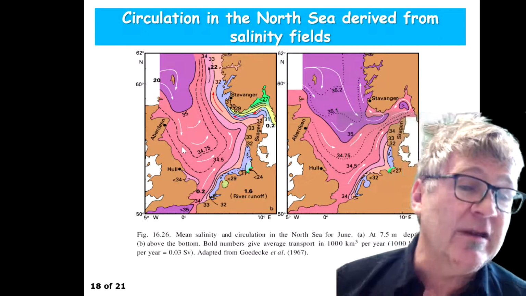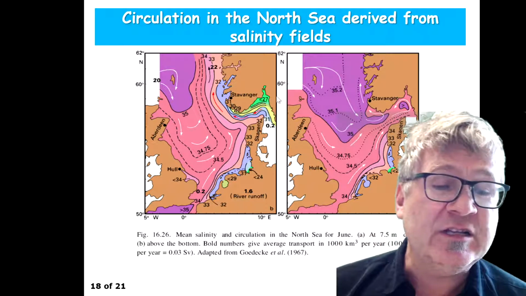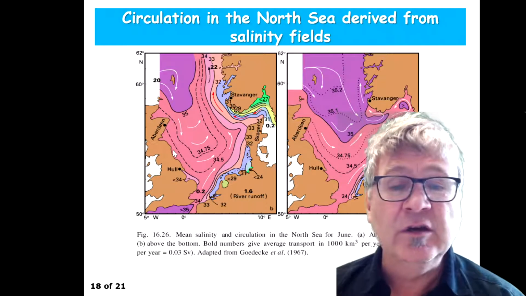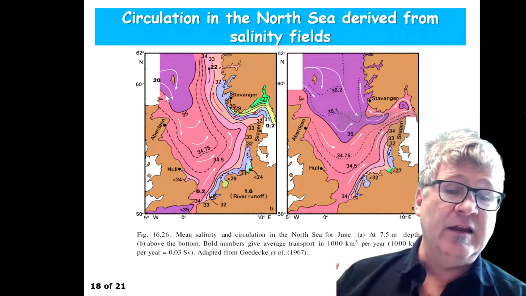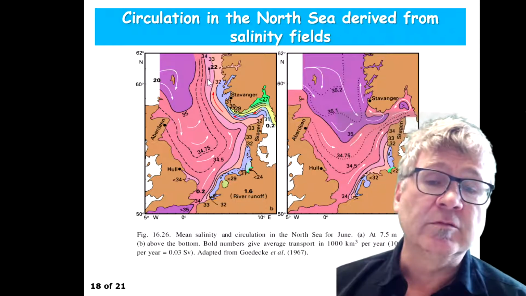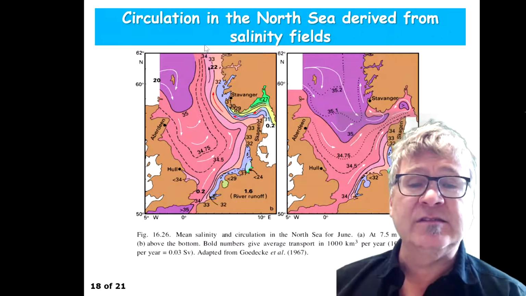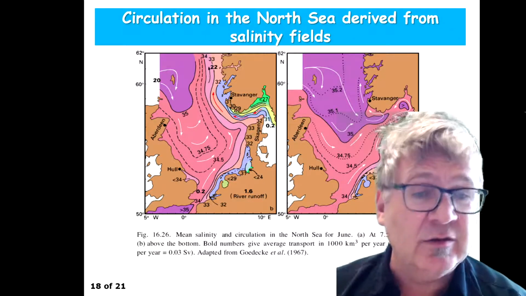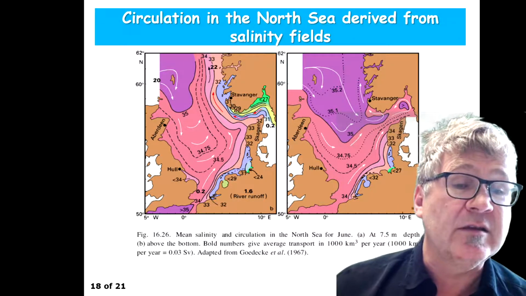So the North Sea is a relatively shallow region with most depths shallower than 100 meters. So you can see that there's sort of an inflow of North Atlantic water and an outflow. It's sort of an anti-clockwise circulation. And on the left figure, it shows you the surface salinity. On the right, the bottom salinity.